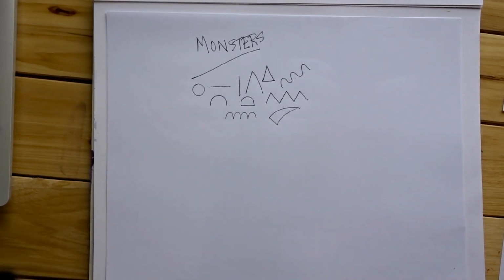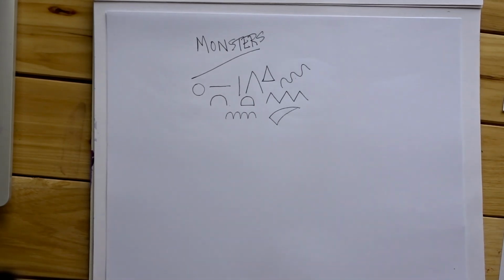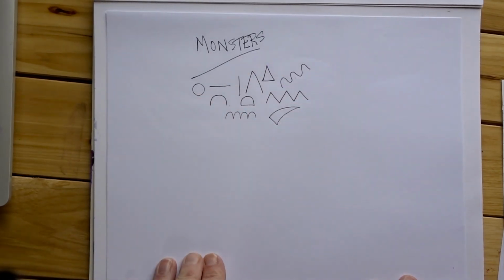Sorry, not a triangle. So I'm going to switch pens. I'm going to use one of these permanent pens so you can see it a little better. So let's play around. Let's try one. Do it with me. We're going to do a couple of them together, and then I just want you to use all of these things to make your own monster.